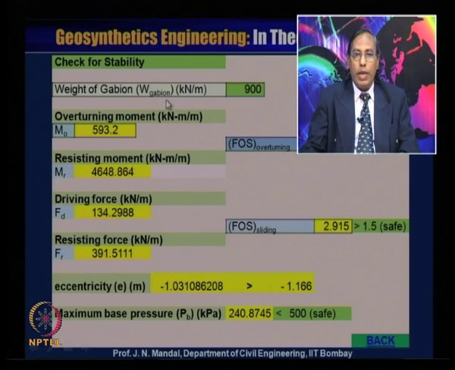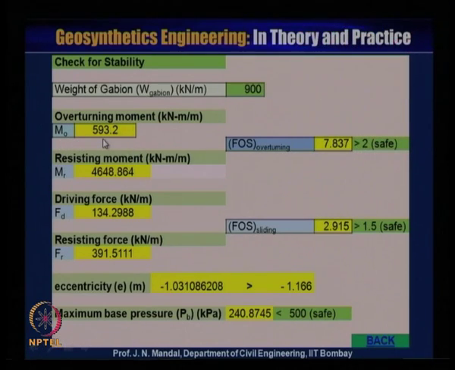You know the weight of the gabion W is 900 kg, overturning moment, that is M_O is 593.2. So, you check what will be also the resisting moment, that is MR is 4648.864. So, you check what will be the factor of safety against overturning. You know this is the ratio of this. So, this is 7.836, it is greater than 2, safe.